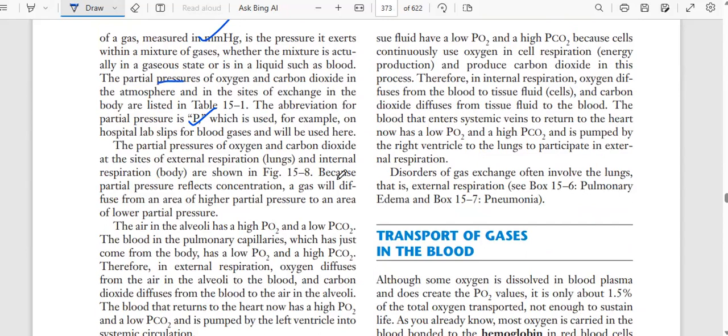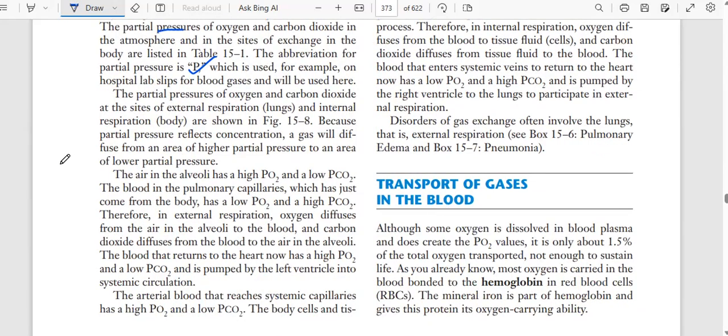The partial pressure of oxygen and carbon dioxide at the sites of external respiration, the lungs, and internal respiration: because partial pressure reflects concentration, a gas will diffuse from an area of higher partial pressure to an area of lower partial pressure. The air in the alveoli has a high PO2 and low PCO2.